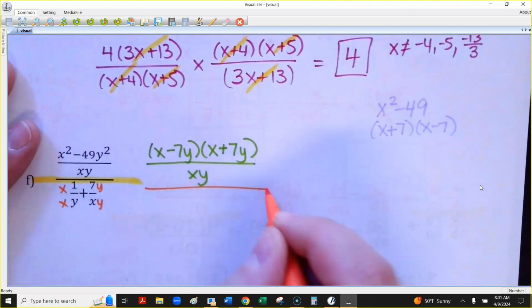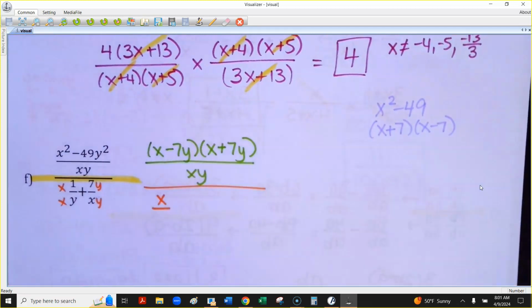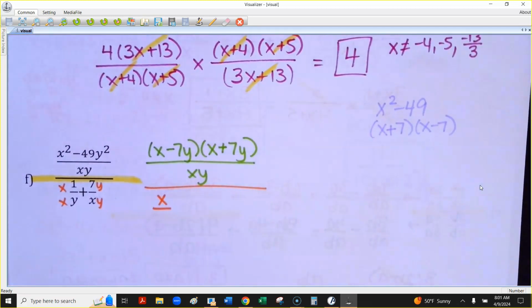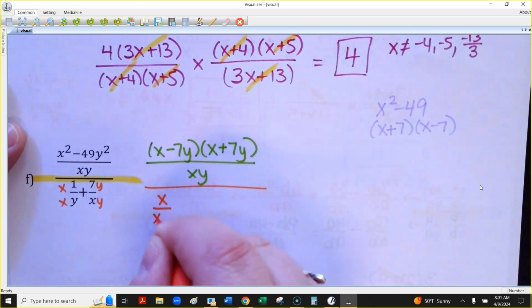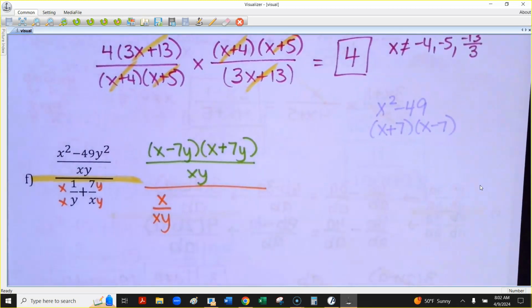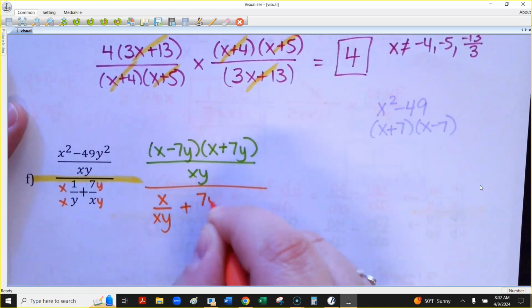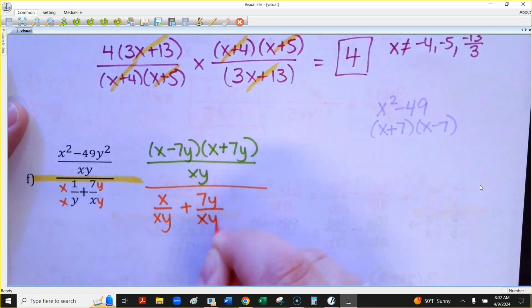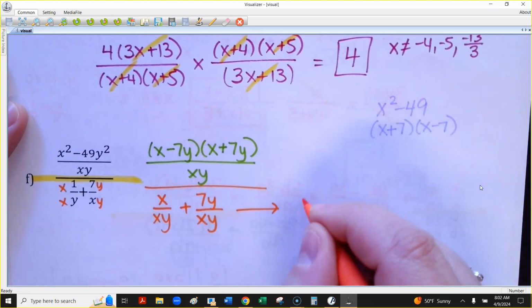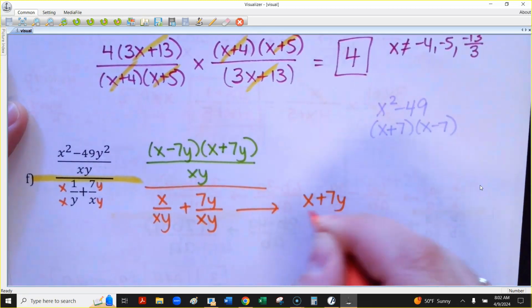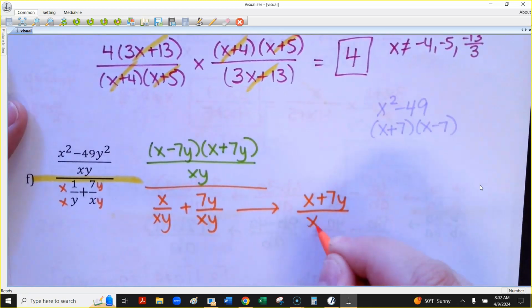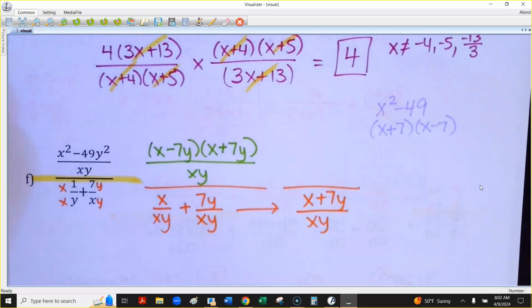All right, so you would have x over, and again, if I've got two letters in the same term, just write them in alphabetical order. So I would write xy. That way we can tell what we have there. Then we'd have 7y over xy. And to actually put that together, it would look like x plus 7y over xy. And then we have our numerator, which I'm going to be lazy here and not write again.